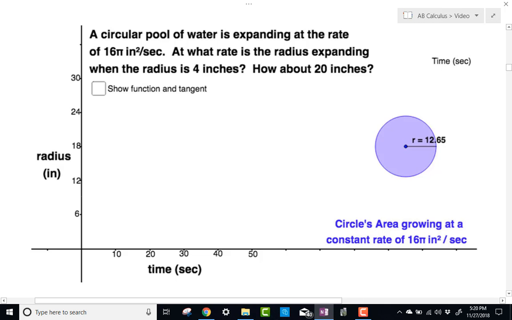At what rate is the radius expanding when the radius is 4 inches? So when the radius is 4 inches.